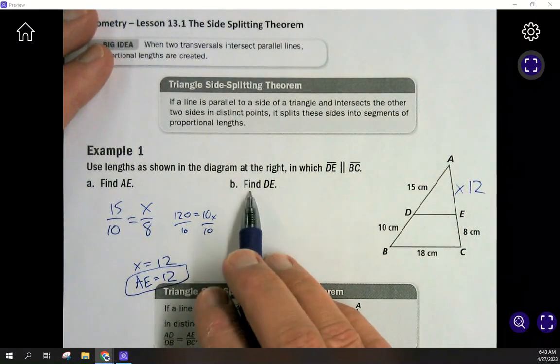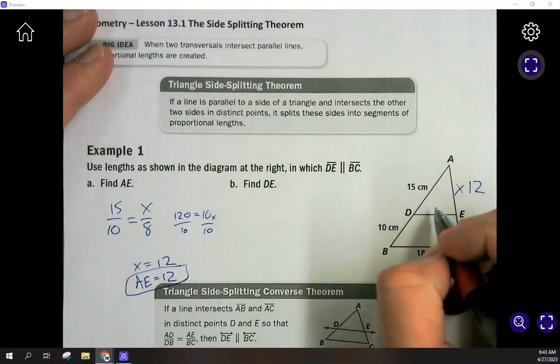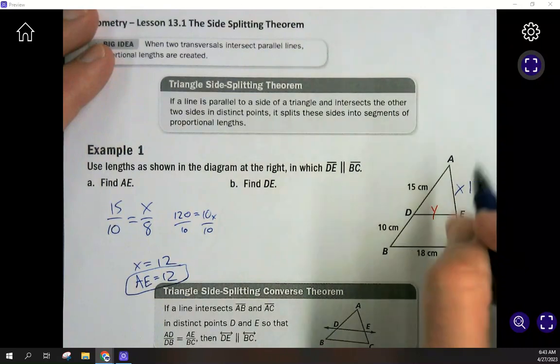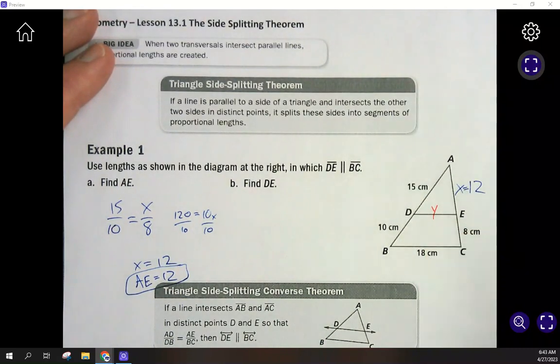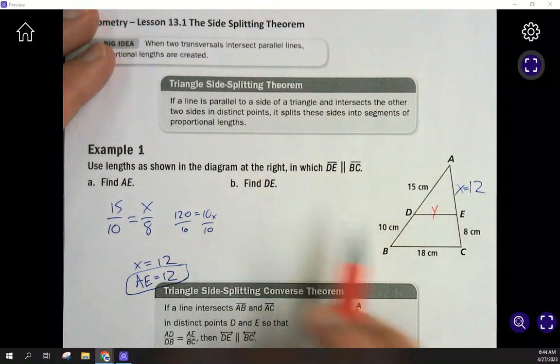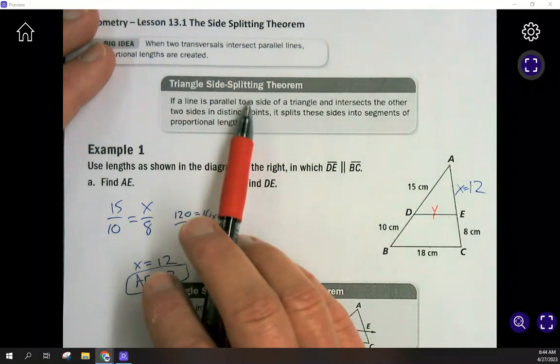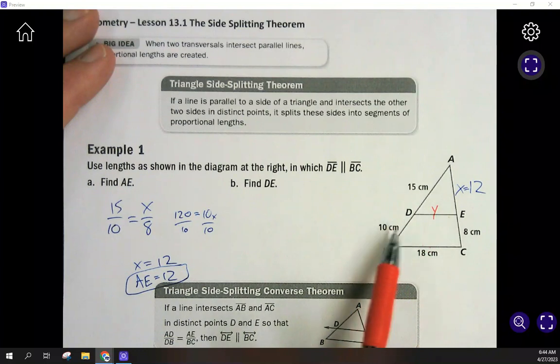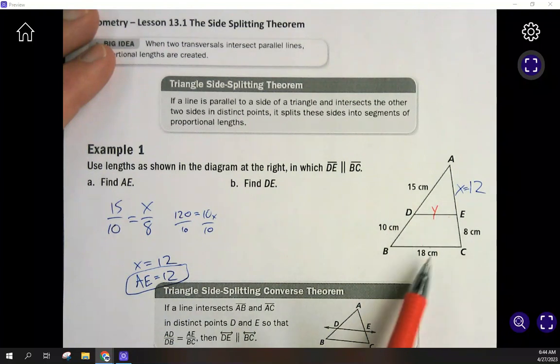Okay, now find DE. So DE is right here. I'm going to call it y. And let's make sure we know this doesn't mean times or something. X equals 12. All right, to find DE now, we don't have information from this theorem that says this is going to follow the same thing. So I can't do 15 compares to 10, the same way this compares to 18. That's not the course of action I'm going to take here.